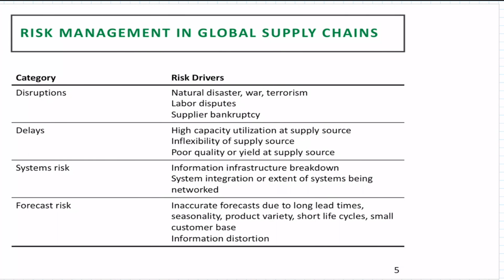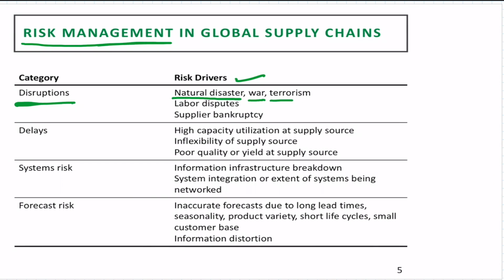So although offshoring provides a lot of benefits in terms of getting things done at a lower cost, it also poses a lot of challenges in terms of increasing risk. And therefore, risk management is a very important activity in global supply chains. In the table below, various categories are listed and their drivers are also indicated. For example, risk drivers for disruptions include natural disasters like earthquakes, tsunamis or floods. Another driver could be war. Whenever a country goes into war, it is a big threat to the supply chain.